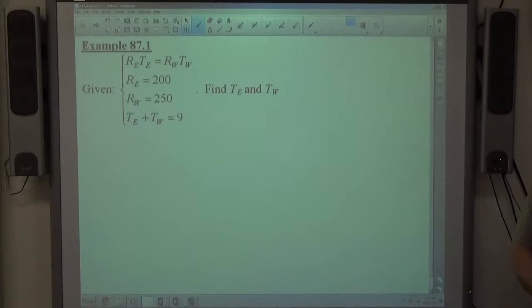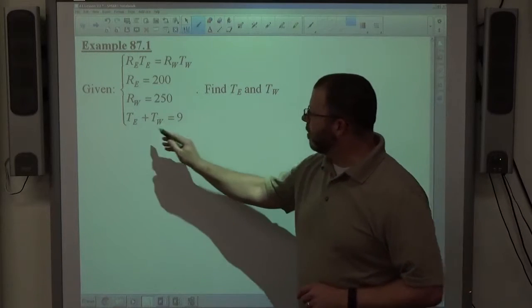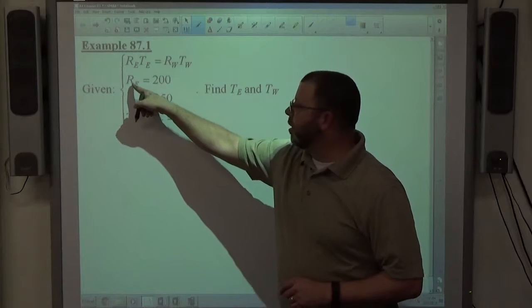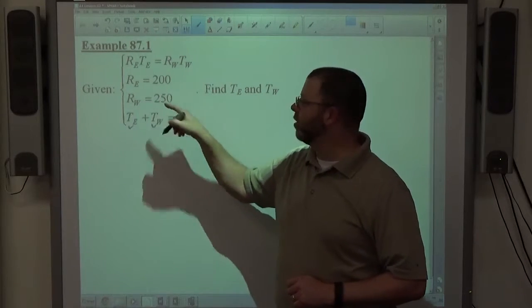Example 1, given R sub E, T sub E equals R sub W, T sub W, and all this other stuff, R sub E is equal to 200, R sub W is equal to 250, and T sub E plus T sub W is equal to 9. We're supposed to find both of these guys. So I already know what the R is equal, right? The subscripted E R is equal to 200, the subscripted W R is equal to 250.